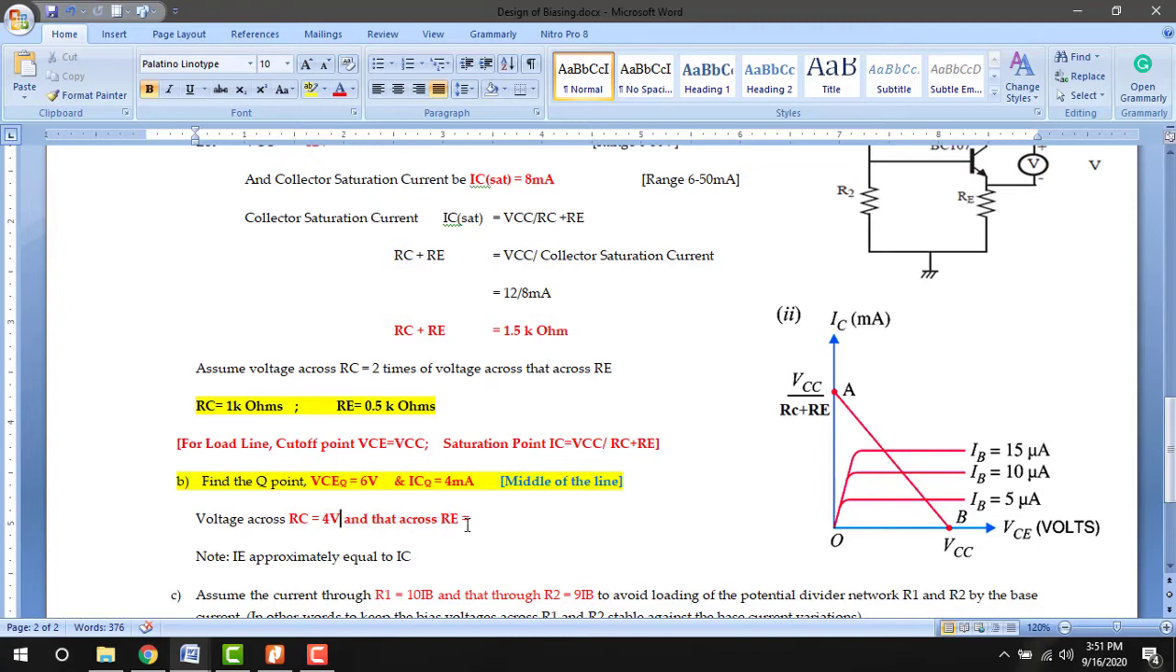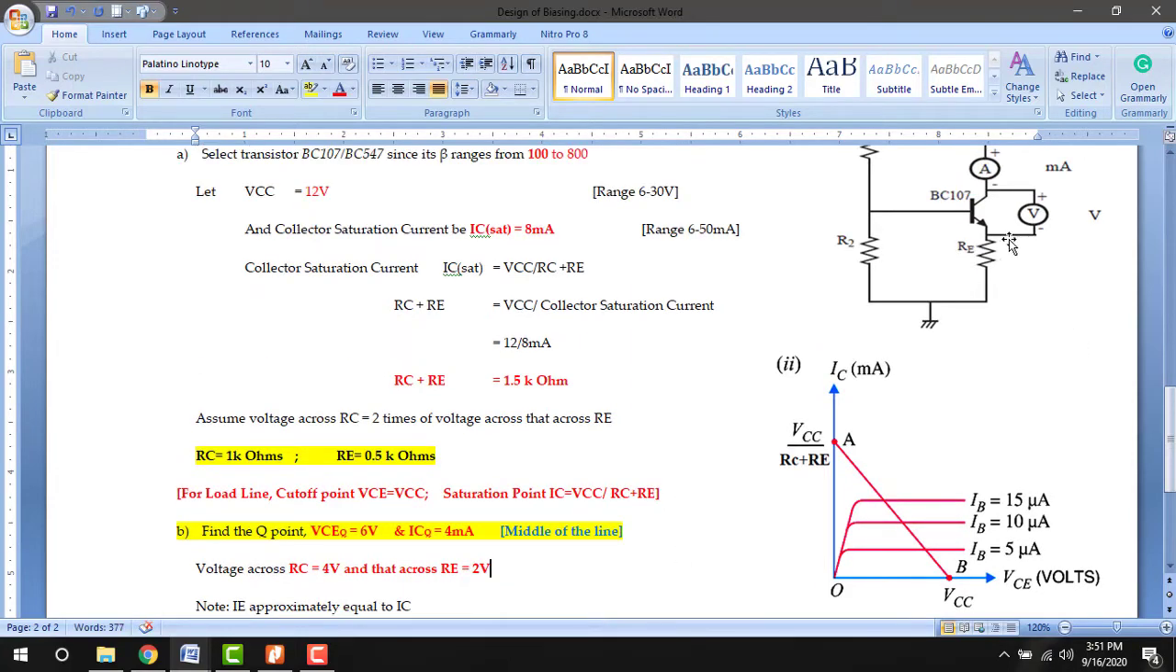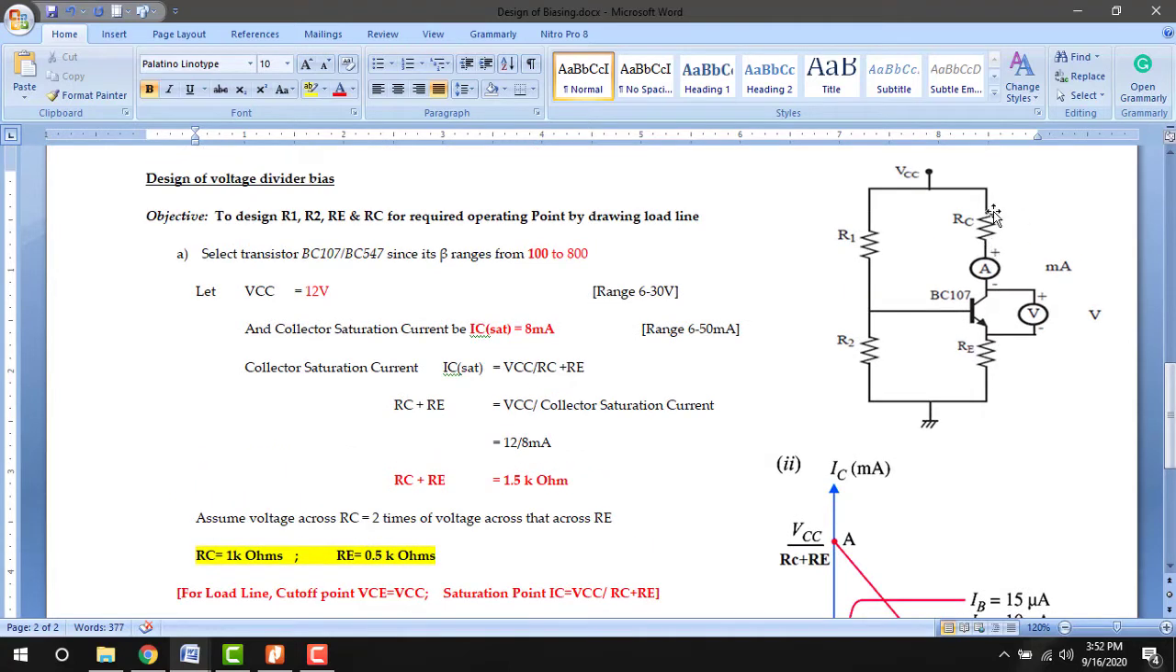The voltage drop across RE: the RE value is 0.5 kilo ohm and the current is 2 milliamps. So 2 milliamps into 0.5 kilo ohm gives 2 volts. The voltage drop across RE is 2 volt, the voltage drop across RC is 4 volt, and VC is 6 volt. So 6 plus 4 plus 2 is equal to 12 volts. Kirchhoff's voltage law is obeyed here.